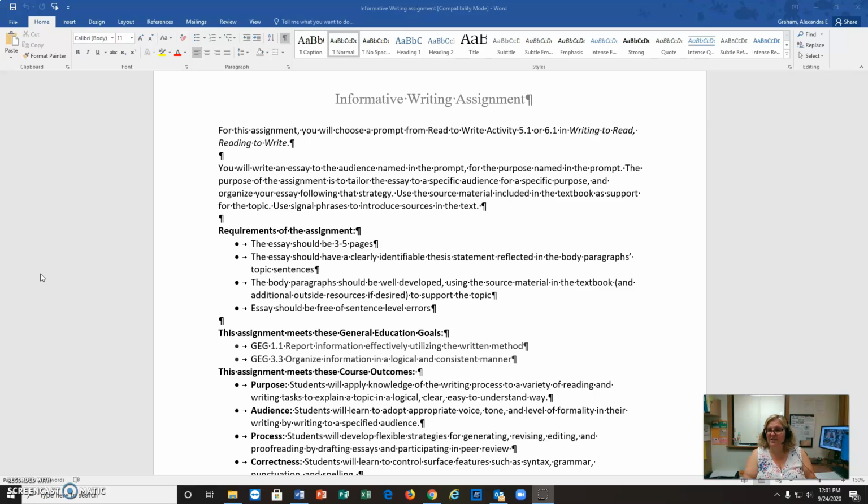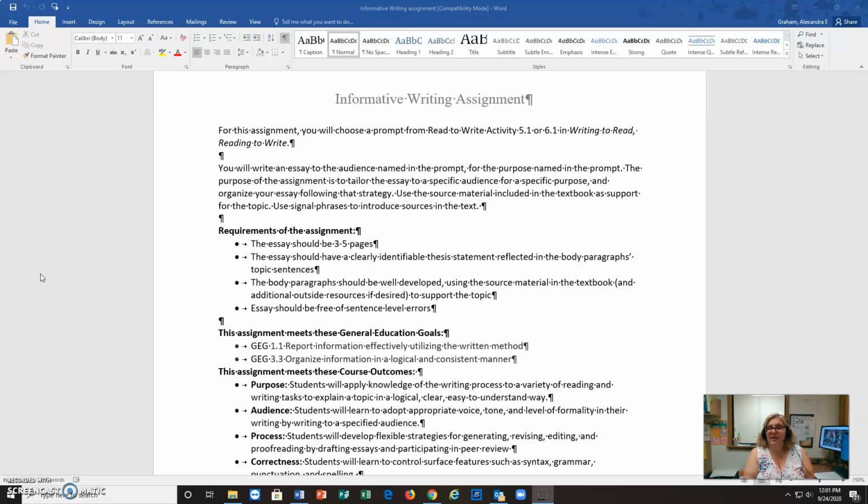So it might be a cause and effect for students. It might be a persuasive for admin, staff, and faculty, right? It really is going to depend on what prompt you chose, what your audience and what your purpose is going to be.